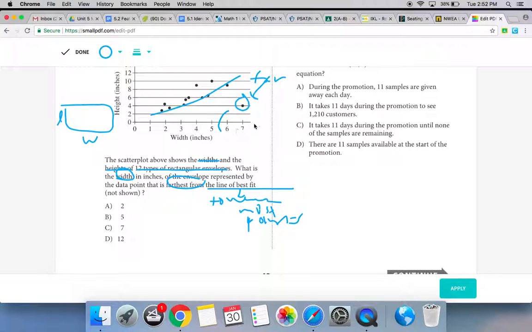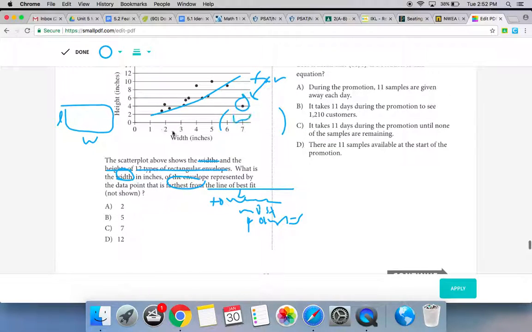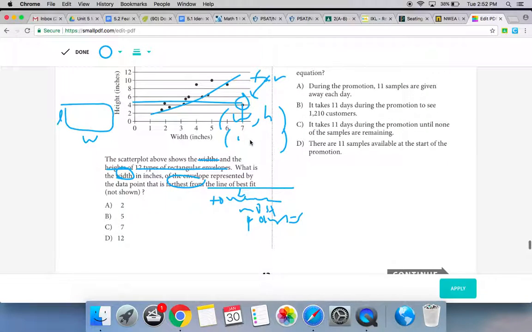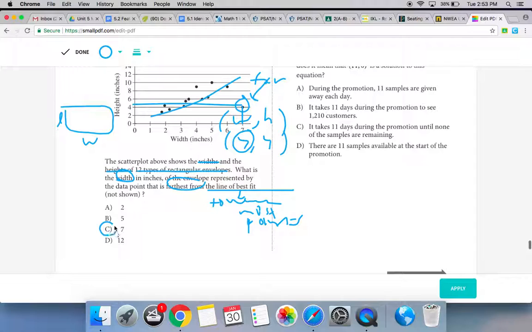So this point has coordinates W, H, because X is your width and Y is your height. So this point has a width of 7 and a height of 4. And since we want the width, our point is 7, 4, but we want the width, so it's 7. So it's going to be letter C.